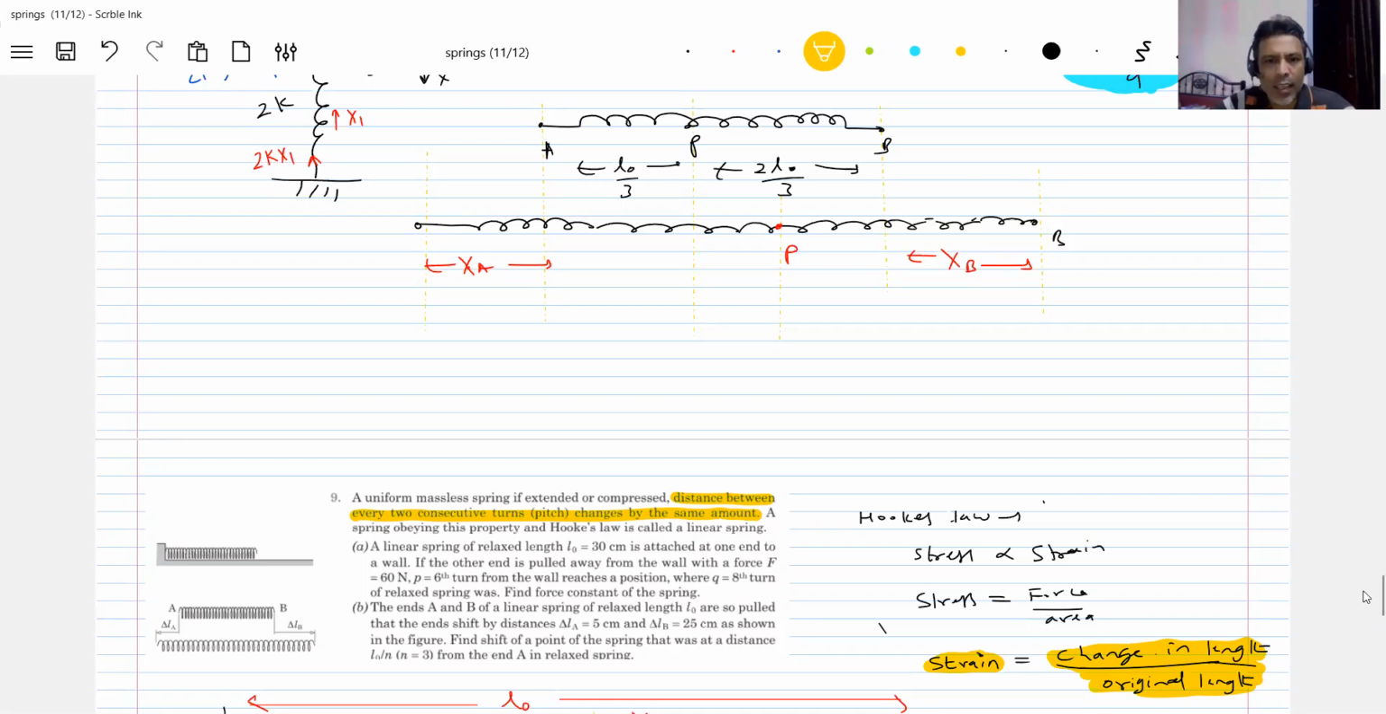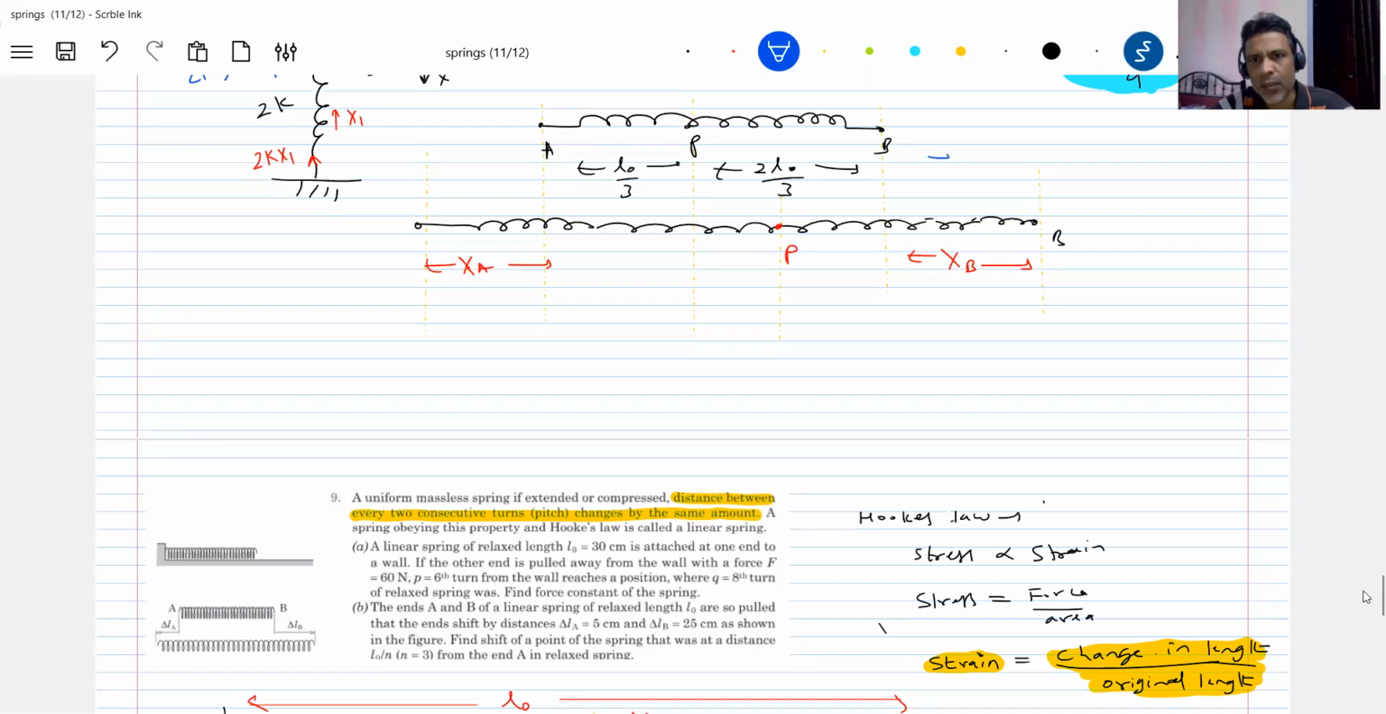So again, I'm asking you to go back to the idea that the distance between every two consecutive turns changes by the same amount. Or nothing but I wrote one formula. What is that? Strain in one part of the spring should be equal to strain in the other part of the spring. So we'll do one thing. Like here the displacement of B is towards right, no? Anything directed towards right, I'll take it positive.